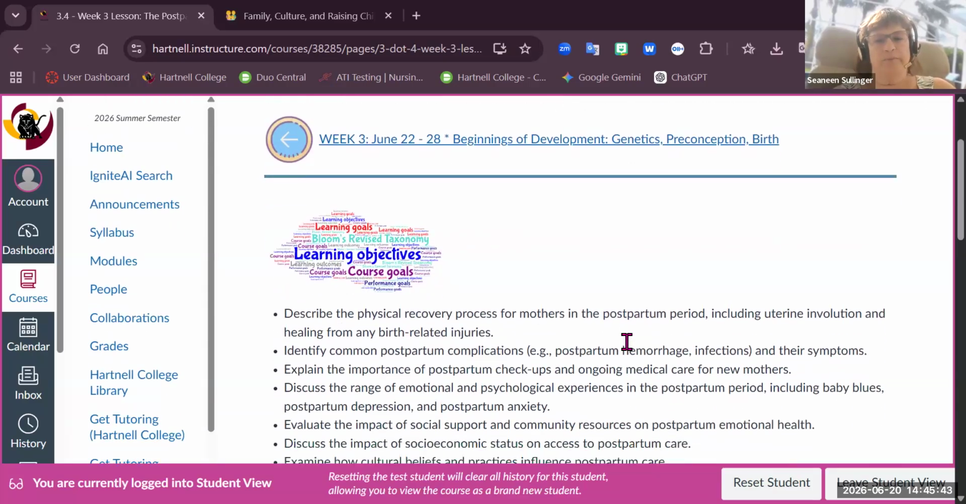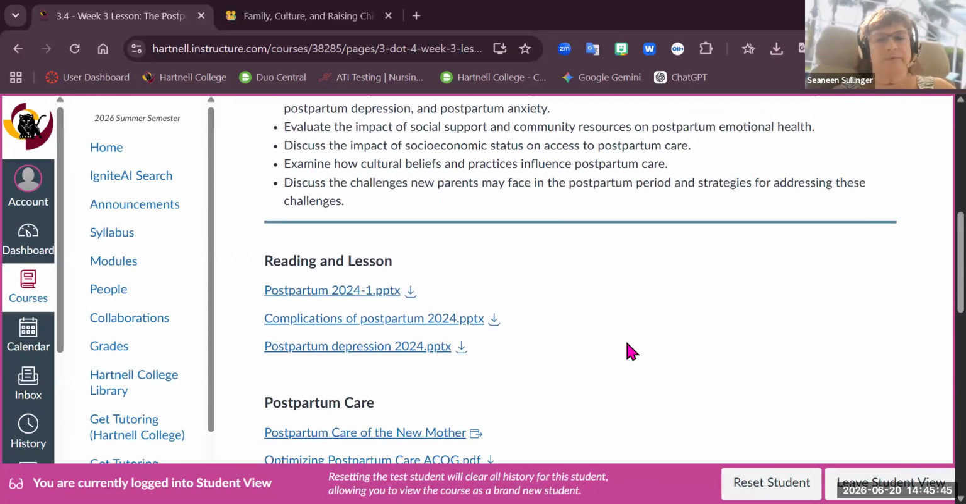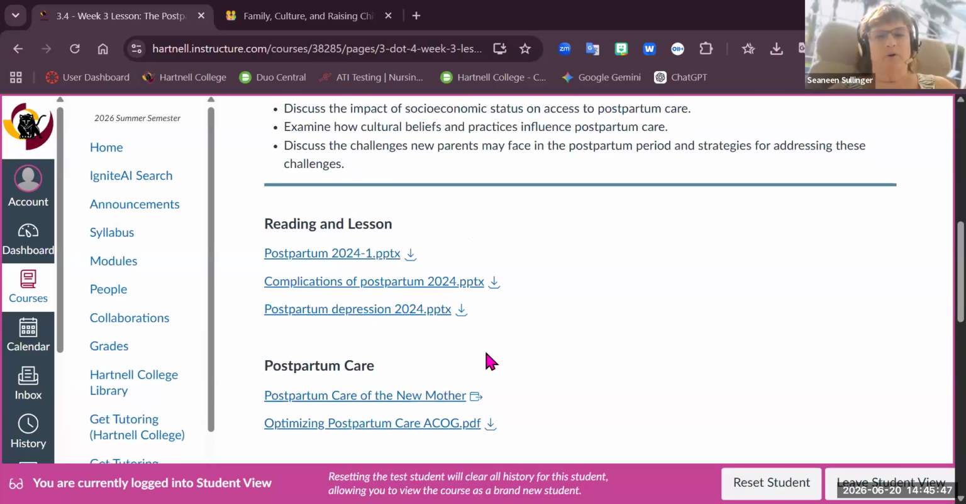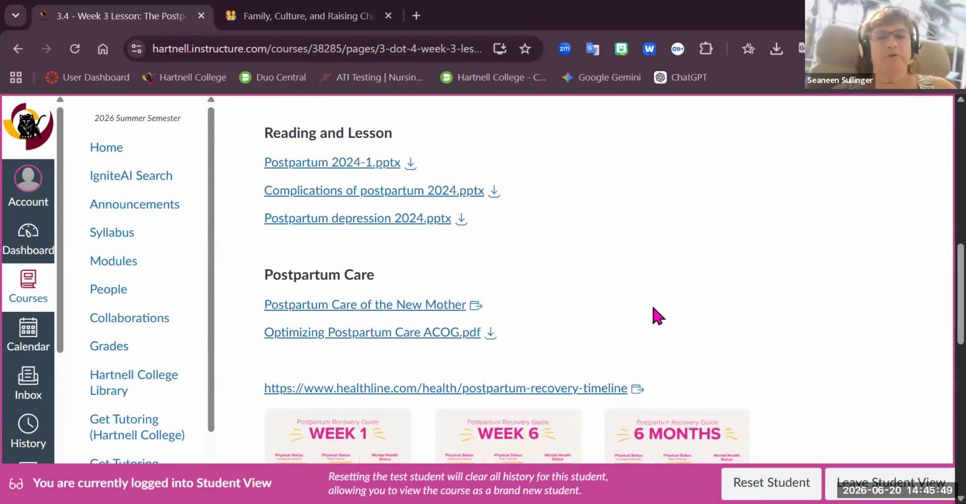And again, your objectives, there's the reading and the lessons, which is my PowerPoints, and then postpartum care, looking in terms of postpartum care of the mother. Especially if this would be a first baby, how the life of the family has changed, how the life of being a couple and now being a family, what that transition looks like, and how that affects not only the growth and development of the child, but the growth and development of the family, of the parents.